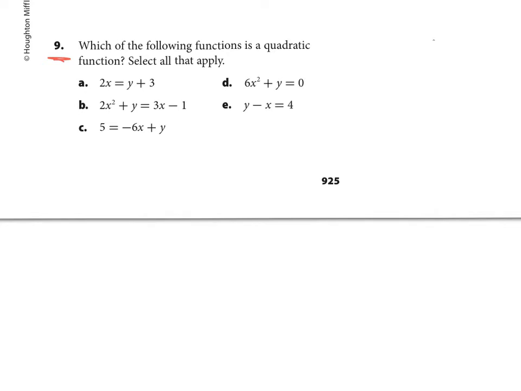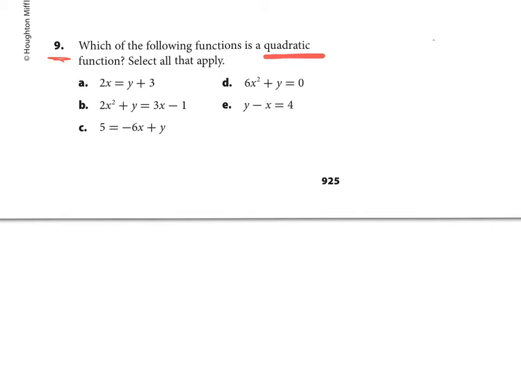Okay, so we are going to do the reteach problems, the ones that you'll see on your homework for Module 19.3. So you see this is on page 925. It says, which of the following functions is a quadratic? So as we've been talking this week about quadratic, remember quadratic is when it's to the second power, second degree.